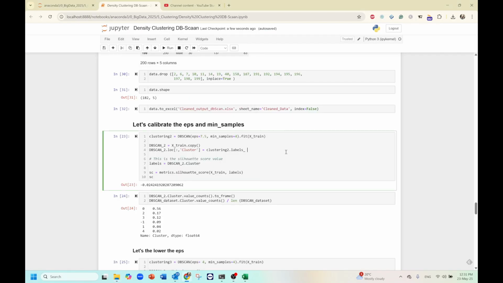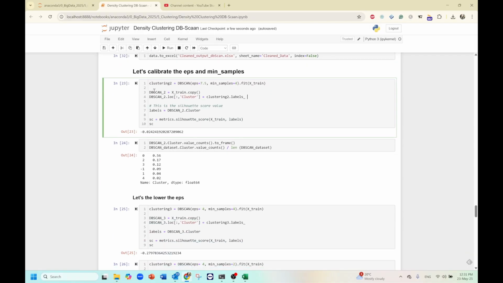Hello again. So in this video, we are going to talk about the calibration of the two key parameters, or in fact, the epsilon parameter. We talked about the minimum samples parameter. With the minimum samples or points, we needed the dimensions number plus 1.